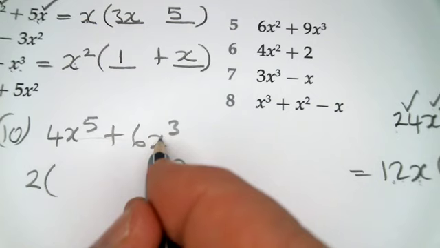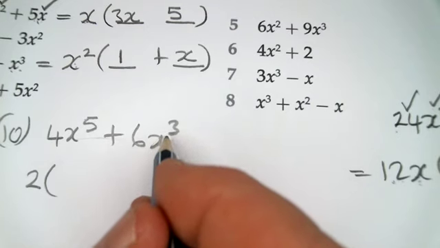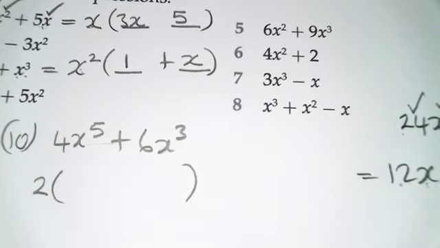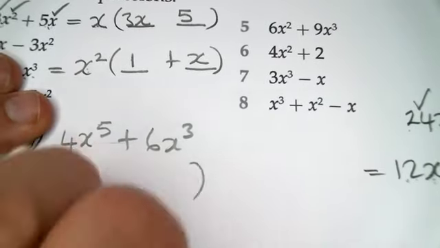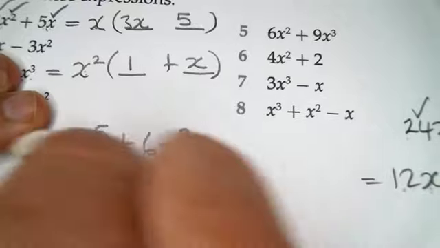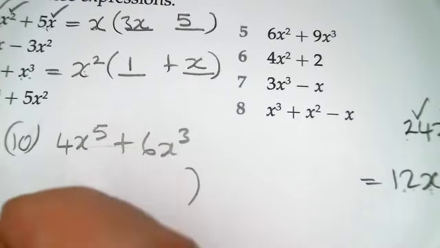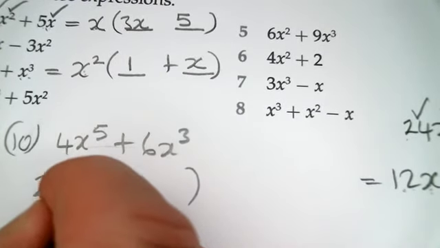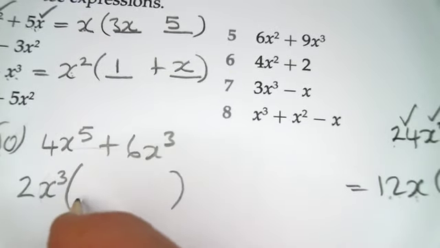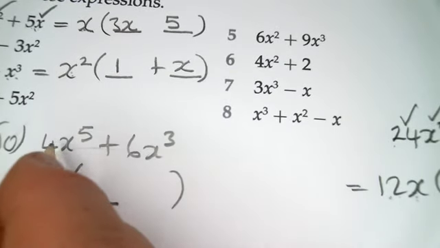But what's the smallest power here? Well, x to the 3. So I'm going to rewrite this. In fact, I'm going to get my eraser. Here we are. I'm going to make some more room by this bracket because we need some extra space here. So let's have a look. We're going to have 2 times x to the 3.